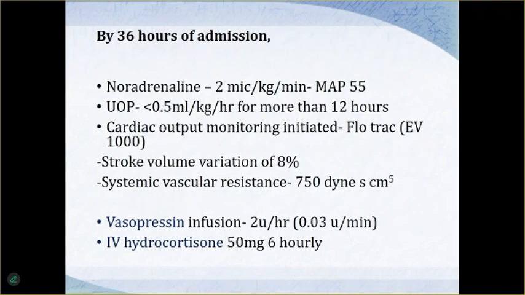Okay, let me give you the patient's condition now, ladies and gentlemen. By 36 hours of admission, the noradrenaline is 2 mics per kilogram per minute. Still the low MAP. Urine output is less than 0.5. Cardiac output monitoring FloTrac shows 1000, and stroke volume variation of 8%, and systemic vascular resistance 750 dynes per cm to the 5. And vasopressin infusion had been started. And then IV hydrocortisone, as you very correctly said also, is running.